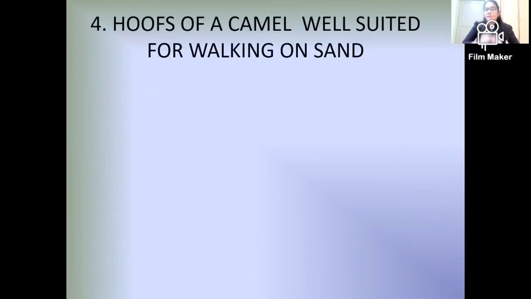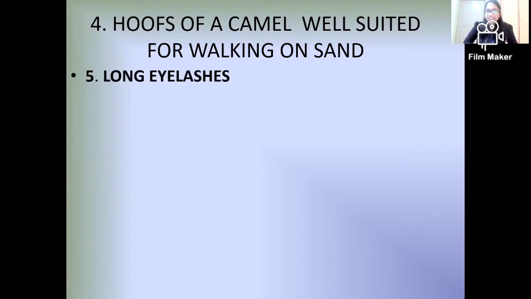Now, the hooves of a camel are well suited for walking on sand, because they have to walk on sand, as that is the only transportation there. Because rats and snakes, how can you use them as a means of transport in the desert? First of all, the rat is so small, you cannot even keep your suitcase on it. And a snake is dangerous, and it cannot walk, it has to slither on the ground. So the camel is the only means of transport in a desert. That's why the camel has hooves which are well suited for walking on sand.